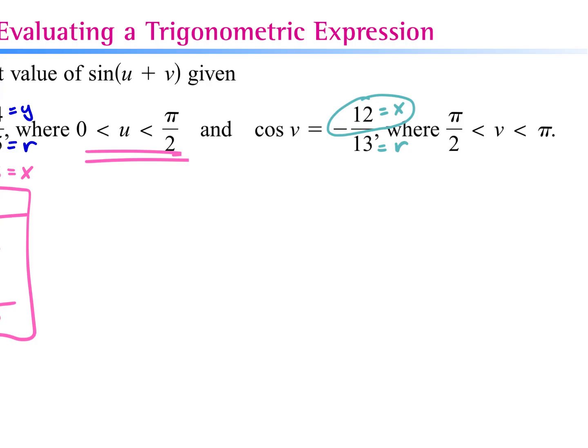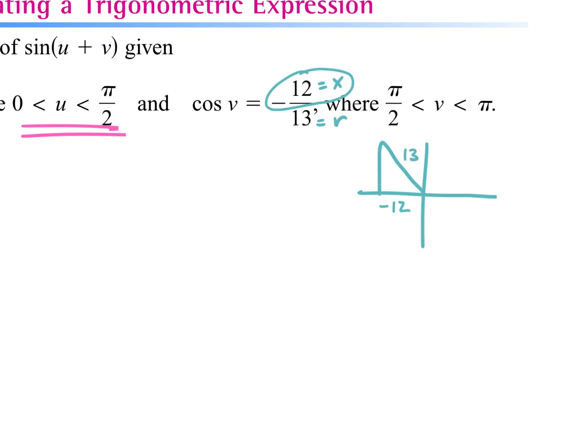Which quadrant are we going to be in here? 2, perfect. In between pi over 2 and pi, it puts us in quadrant 2. Our x is negative, so it goes to the left to -12. R is 13. Let's find y. How would we find y here? Pythagorean theorem, same way we did in the last one. So -12 squared plus y squared equals r squared, 13 squared. So 144 plus y squared equals 169.